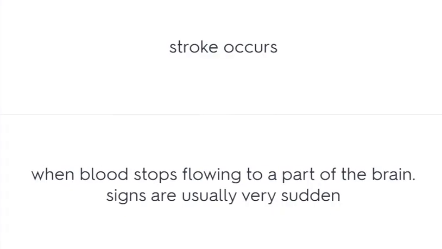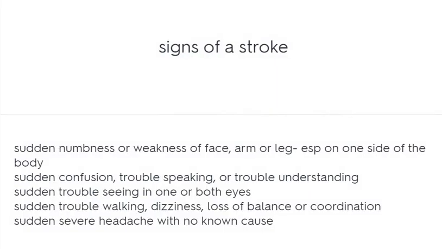Stroke occurs when blood stops flowing to a part of the brain. Signs are usually very sudden. Signs of a stroke: sudden numbness or weakness of the face, arm or leg on one side of the body, sudden confusion, trouble speaking or trouble understanding, sudden trouble seeing in one or both eyes, sudden trouble walking, dizziness, loss of balance or coordination, sudden severe headache with no known cause.